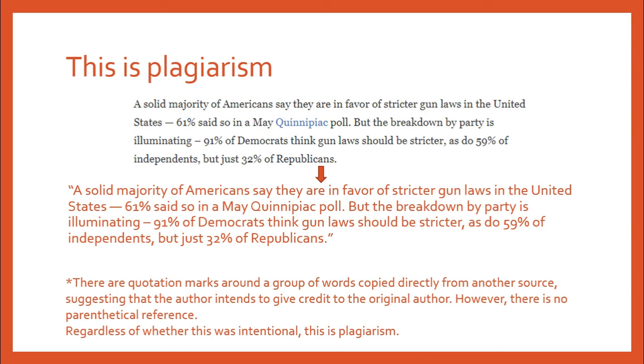Now, suppose that we copy word for word from a source and there are quotation marks around the section that we've copied. There are quotation marks, which seems to suggest that you intend to give credit to the original author, but you forget the parenthetical reference. That is still plagiarism. Without the parenthetical reference, you are stealing information, even if you put quotes around it, even if you paraphrase it. You need the parenthetical reference, otherwise, any time you take information from somewhere and you don't give credit, it is plagiarism.